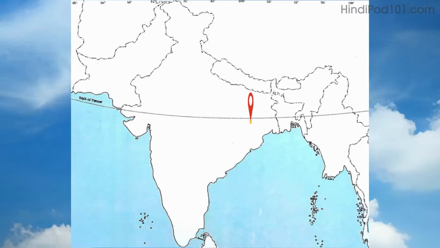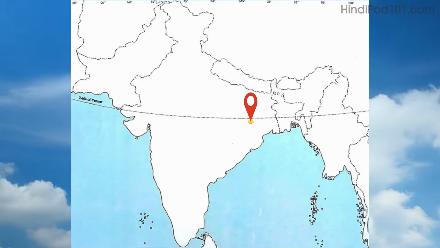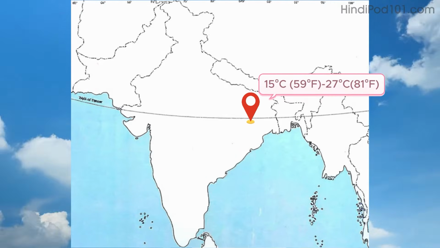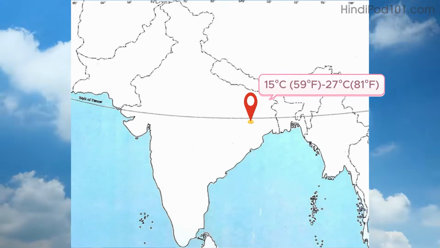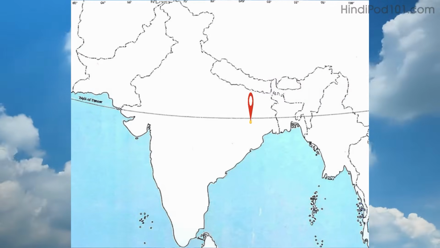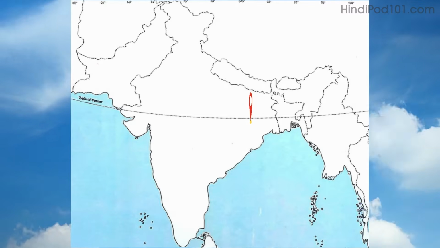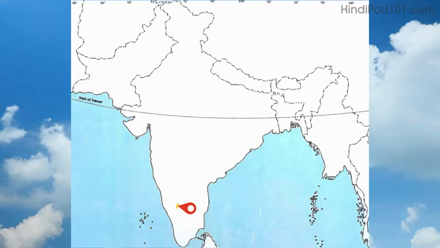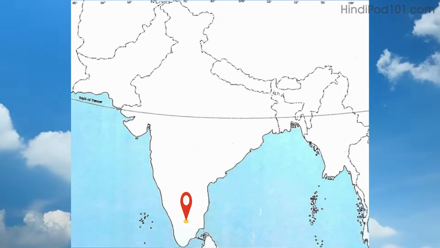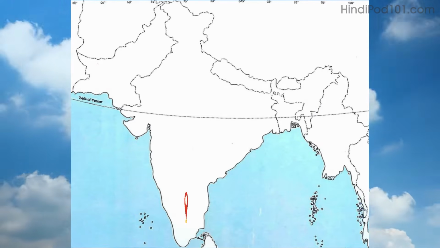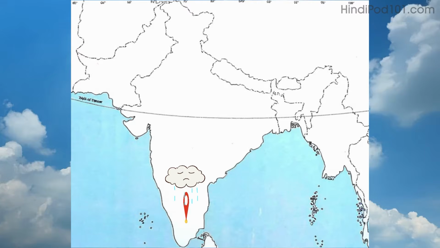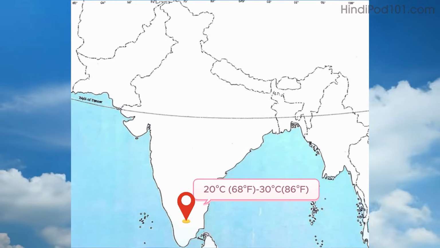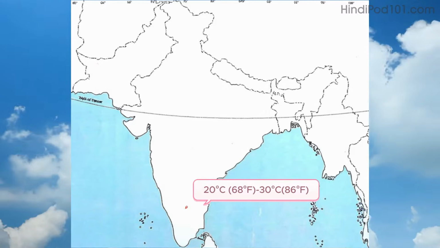Going towards eastern and northeastern India, places like Kolkata experience mild weather with temperatures ranging from 15 degrees Celsius to 27 degrees Celsius. The humidity of the monsoon is gone, making it a comfortable time for travel to this side of India. In the southern states like Kerala and Tamil Nadu, the northeast monsoon continues, bringing moderate rainfall and temperatures ranging from 20 degrees Celsius to 30 degrees Celsius.